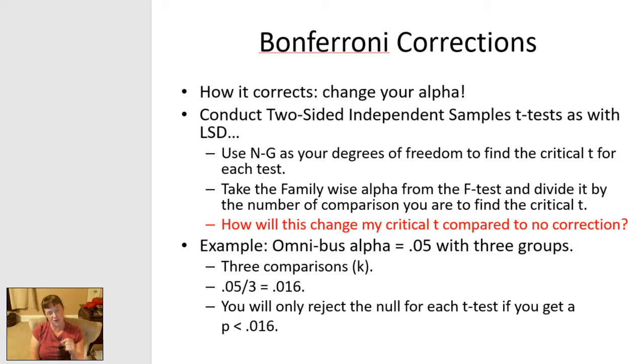But now you're going to take that alpha of 0.05 and divide it by the number of comparisons you're doing, right? And keep in mind, making your alpha smaller is going to make the critical values bigger, which is going to make it harder for you to reject the null hypothesis. So if our omnibus alpha from the overall F test was 0.05 with three groups, then I would divide 0.05 by three because I'm going to have to do three comparisons. So my new alpha is 0.016 for each of my t-tests in my follow-up family of t-tests. So I'm only going to reject the null if P is less than 0.016.